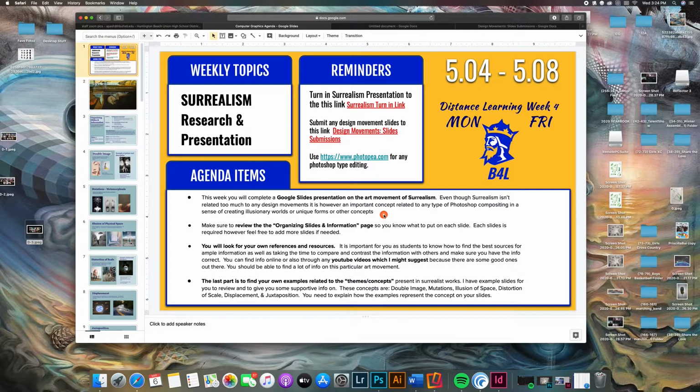So I'm going to create a Google Slides presentation, art movement on Surrealism. Surrealism isn't a design movement, doesn't really pertain to graphic design per se, but our class is a computer graphics class dealing with Photoshop, and you will see in a lot of the examples the concept of surrealism is heavily prevalent in a lot of Photoshop type works, whether it be art, photography, or even advertisement. You'll see a lot of the concepts pop up there.